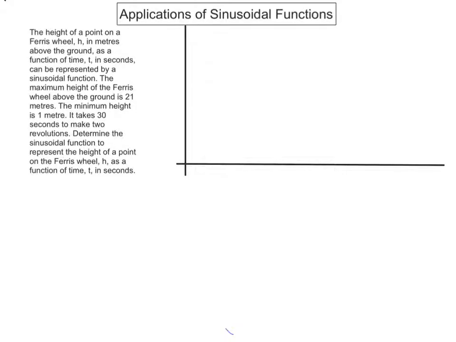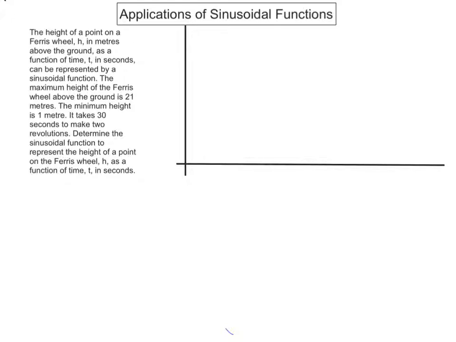So this is one example of an application of a sinusoidal function in the typical Ferris wheel, but it could be anything that's cyclic, like tide levels or sunrise, sunset, that kind of thing. So let's take a look.